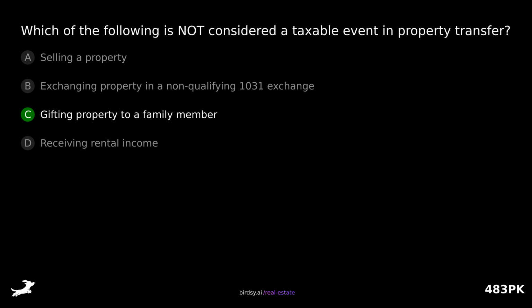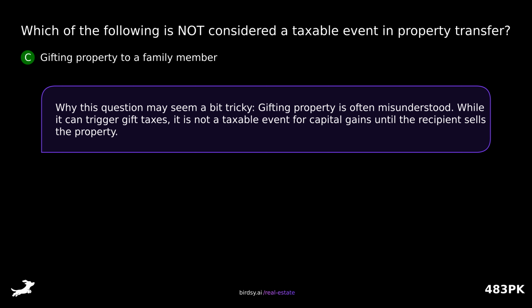The answer is C, gifting property to a family member. Why this question may seem a bit tricky. Gifting property is often misunderstood. While it can trigger gift taxes, it is not a taxable event for capital gains until the recipient sells the property.